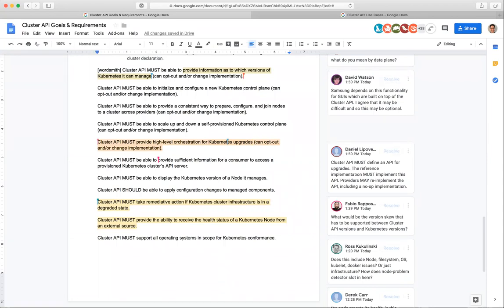Right now, we're just trying to be aspirational. So to crisp up the conversation in particular about what is Cluster API, what is in scope, what is out of scope. Okay, moving on.